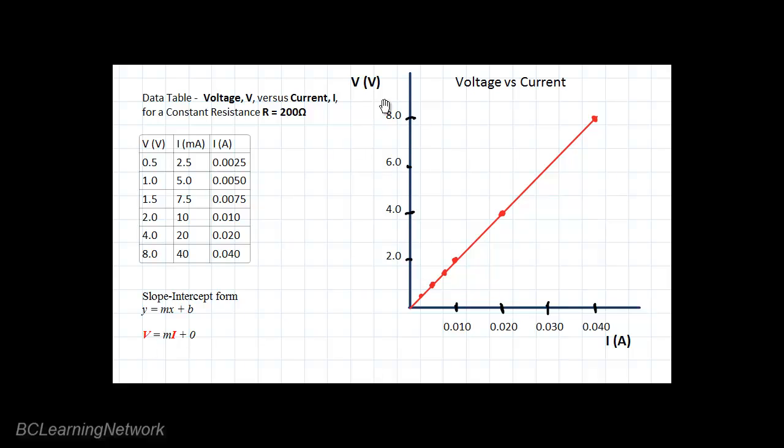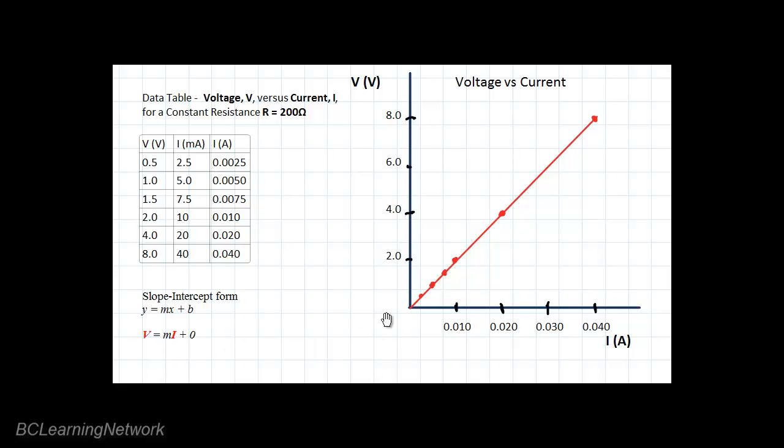However, in physics we don't have y-x graphs. We have specific graphs, and this is a voltage on the y-axis versus current on the x-axis. So my variables instead of y will be capital V for voltage, and instead of x it'll be capital I for current. Now I've already written in that my intercept is 0. It goes right through the origin. So really my equation simply becomes V is slope times I.